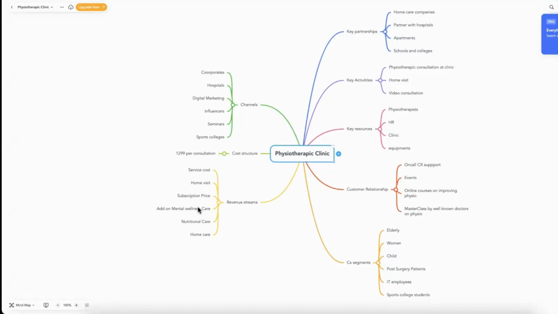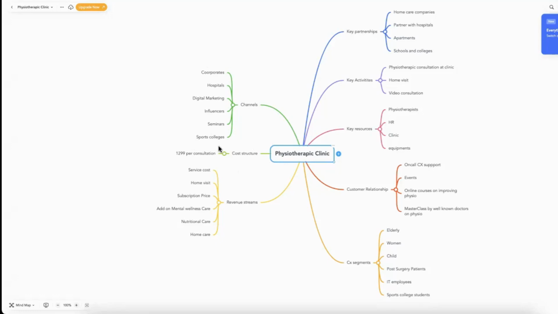Then we can add on mental wellness care, nutritional care, home care, etc. Then what are the channels? Corporates, hospitals, digital marketing, influencers, seminars, sports colleges. Through all these channels, we can directly reach out to the customer.